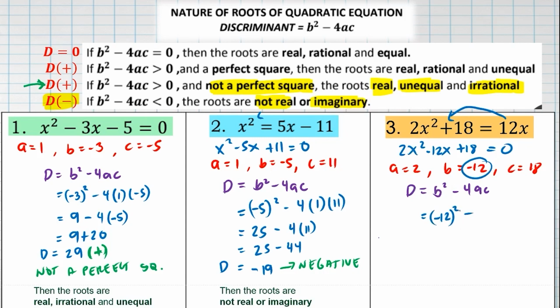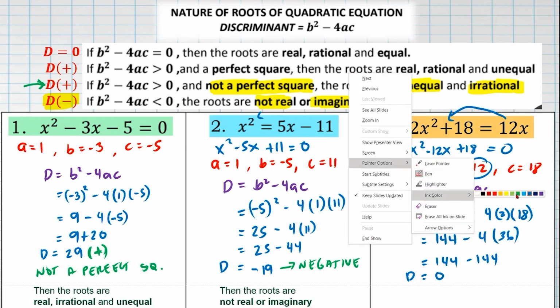minus 4 times A. Since A is equal to 2, let's substitute 2 here. And C will be equal to 18 or positive 18. So substitute natin siya dyan. So we have negative 12 squared or negative 12 times negative 12. That will be equal to 144 minus 4 times 2 times 18 will be equal to 36. Yan, let's furthermore simplify this one. 144 minus 4 times 36 will be equal to 144. Therefore, our discriminant is 144 minus 144, which will be equal to 0.